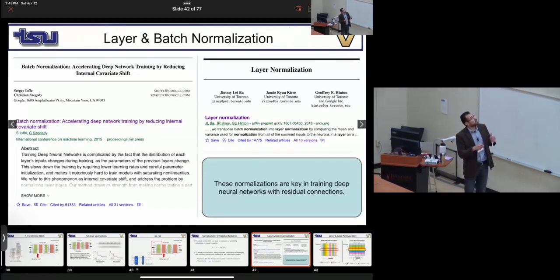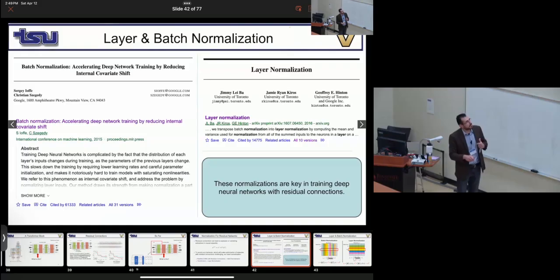Just for reference, batch normalization was a paper from Christian Szegedy. He's at xAI right now, I think the chief scientist there. And this paper has been cited 61,000 times since, I believe, 2015. And layer normalization is a paper from Geoff Hinton's group, again another AI godfather and Nobel Prize winner. That was a more recent paper, 2016, and it is also cited 14,700 times.